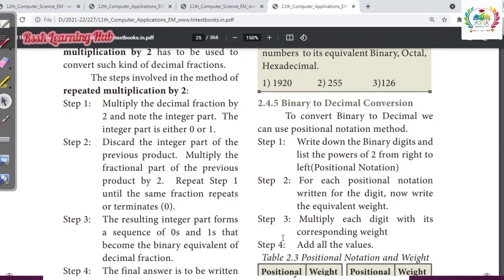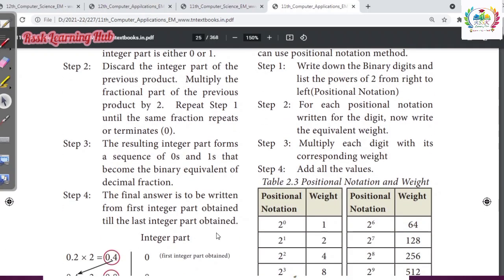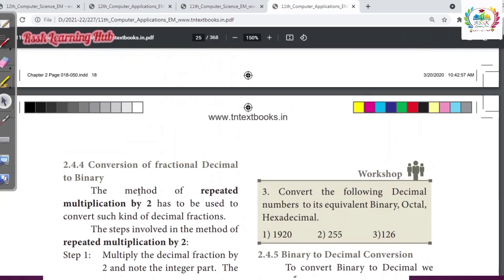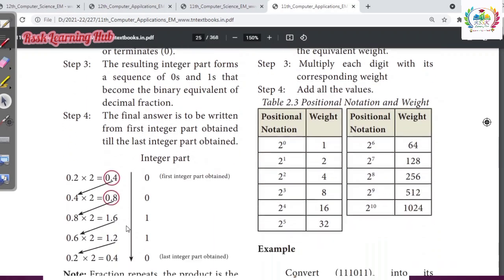Next, step 3: the integer parts of your results fall under a sequence of zeros and ones, which becomes the binary equivalent of your decimal fraction. Finally, write the integer parts from the first integer part obtained till the last integer part obtained. So these are all the steps for converting a fractional decimal to binary.